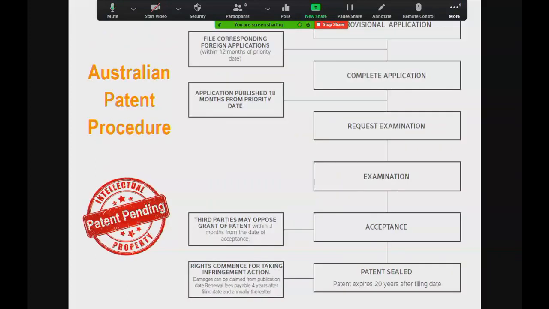I'm not going to run through the different procedures apart from putting them up to show you that there are procedures. There is rigour involved. You've got to file, you've got to get some examination happening, you've got to get some acceptance, and then you've got to get the thing granted and keep paying your renewals. That's the typical process in most countries. And you can find this stuff online, and obviously our firm's got lots of information that we can send out if anyone's really interested in what the patent process is.